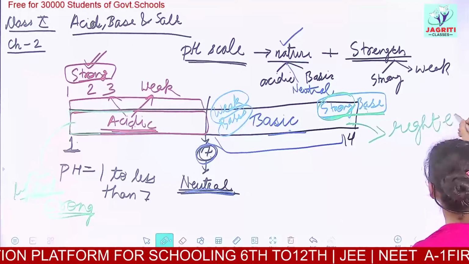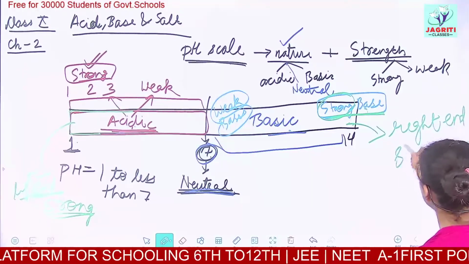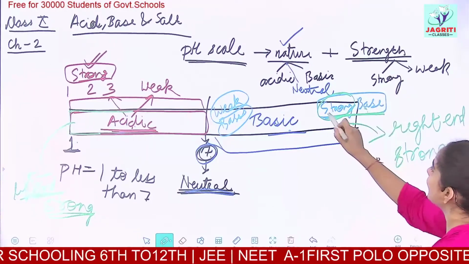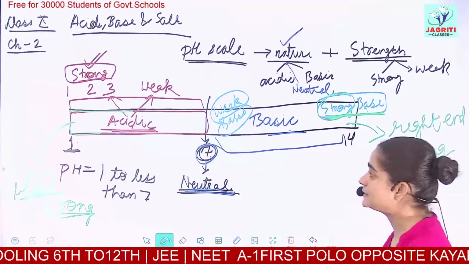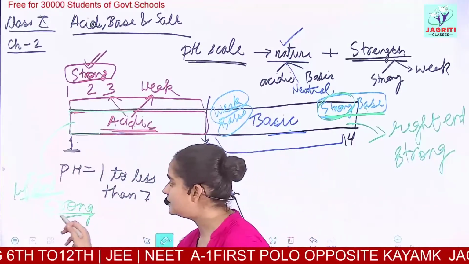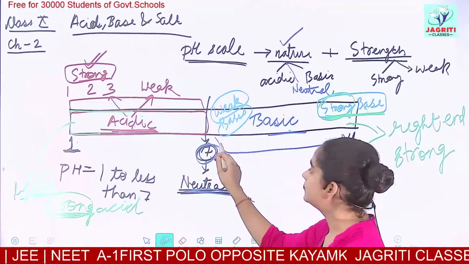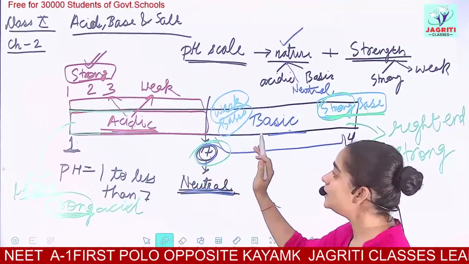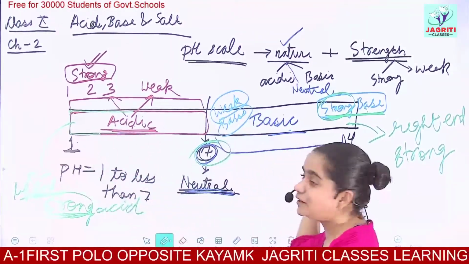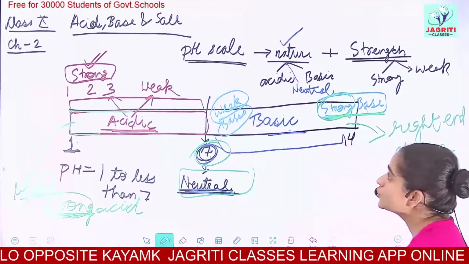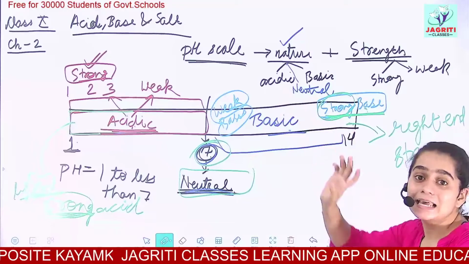So the ends are occupied by strong chemical components. That is, the right hand contains a strong base, whereas the left hand contains a strong acid. And the midpoint, the number 7, exactly in the middle of 1 and 14, is a neutral solution. So this is what the pH scale tells us.